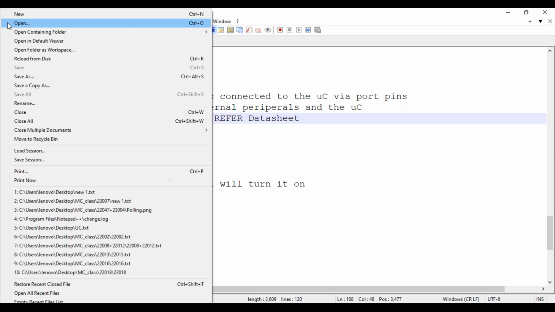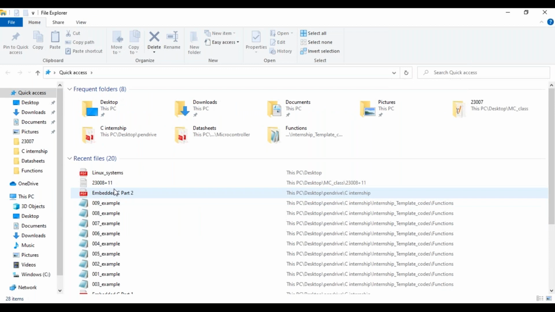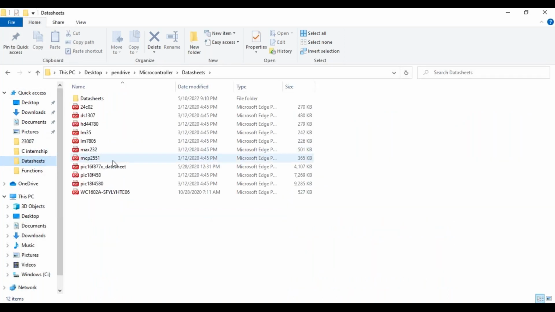Any information you want to know about the microcontroller, you have to refer to the data sheet. Now let me take you to the data sheet. It must be already available to you in the tools, in your Moodle. So this is the PIC16F877A data sheet.